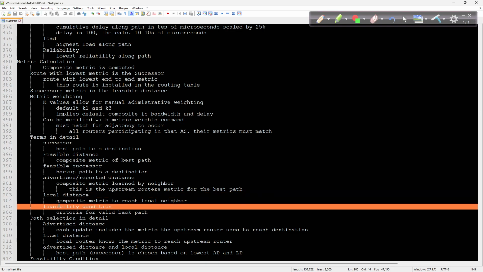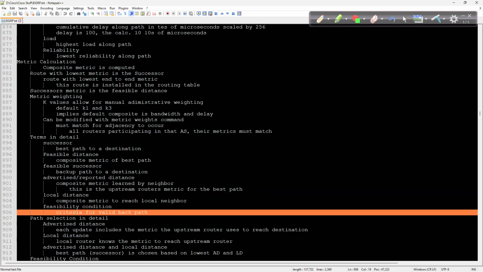Your feasibility condition is a criteria for a valid backup path. Does this alternative path that's got a higher composite metric create a loop? Do I have to go through some sort of loop-de-loop in order to get to where I'm trying to go? If you do, then that violates the feasibility condition, therefore it is not a valid backup path. And I'll whiteboard this out here in just a minute so you guys can see what this looks like.